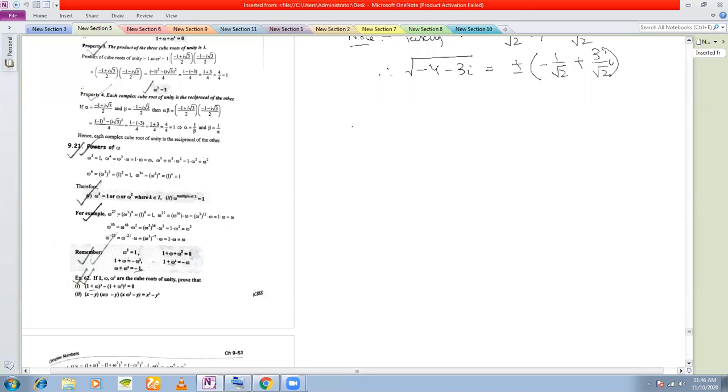Cube roots of unity. What do you mean by cube roots of unity? Unity means 1. So cube roots of 1. Suppose I want to find out the cube root of 1. So I say let x is equal to cube root of 1.